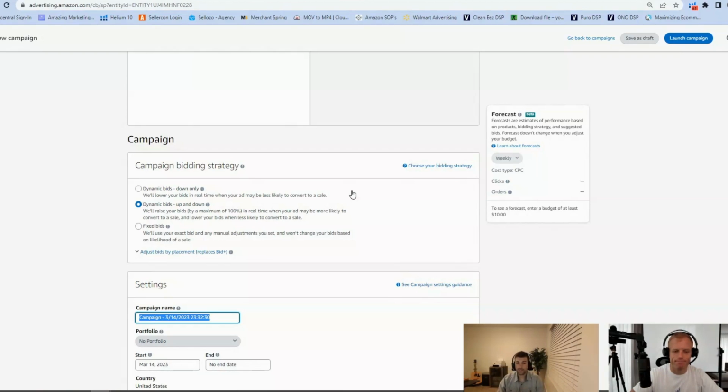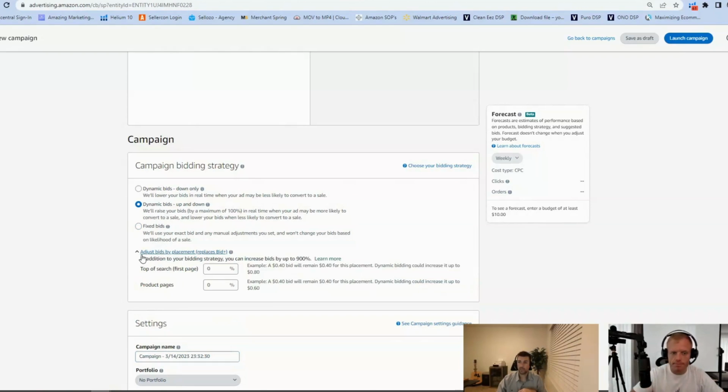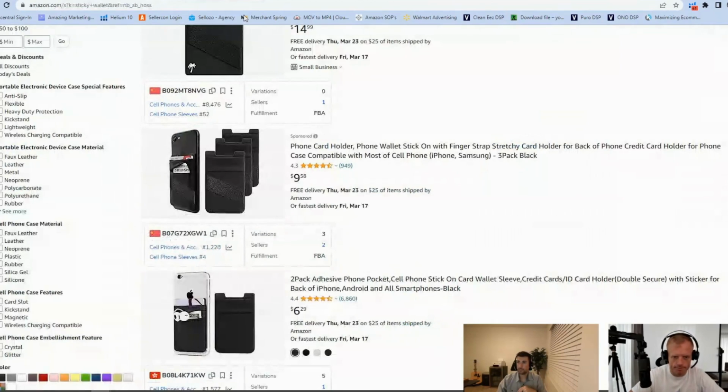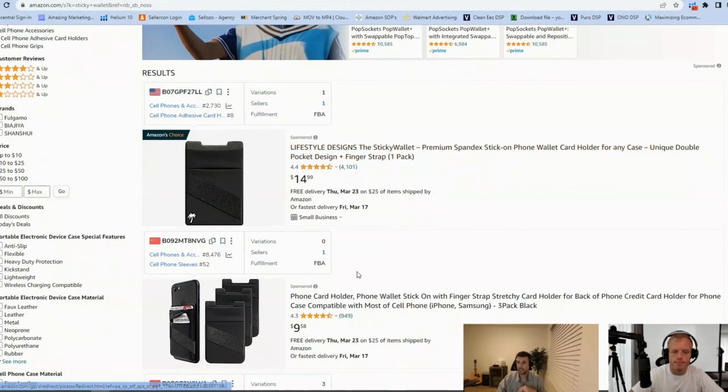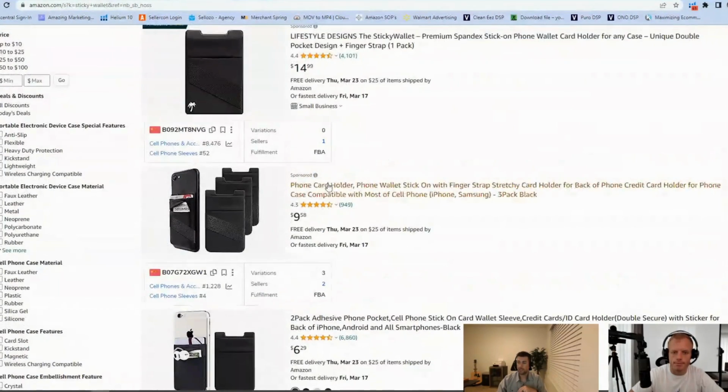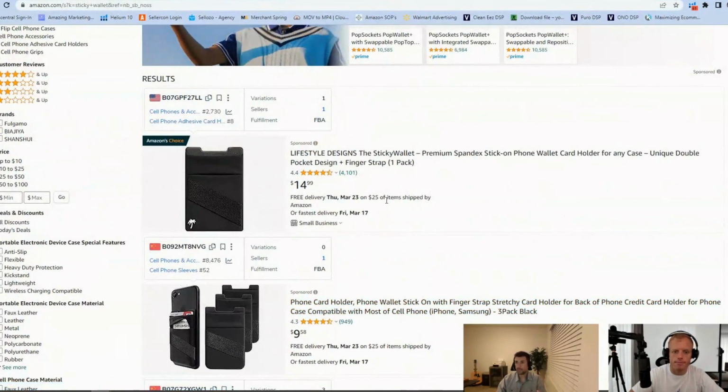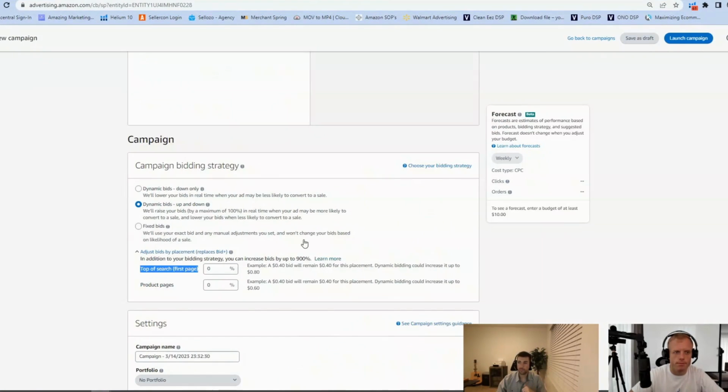Now, involved with each of these strategies, you can use what are commonly referred to as multipliers. So if I have dynamic bids down only, you can click down right here, and there is top of search. Top of search is up here. You can bid in order to try and get these top of search placements, where someone comes in, types in the search term, and you pop up right there. Those are almost always going to be more expensive.